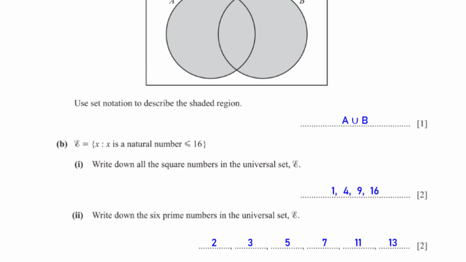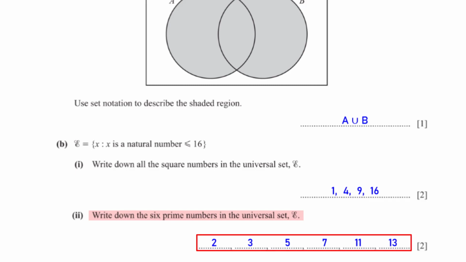The universal set E is equal to {x : x is a natural number less than or equal to 16}. Write down all the square numbers in the universal set E. The square numbers that are in the universal set are 1, 4, 9, and 16. Write down the 6 prime numbers in the universal set E. The prime numbers in the universal set are 2, 3, 5, 7, 11, and 13.